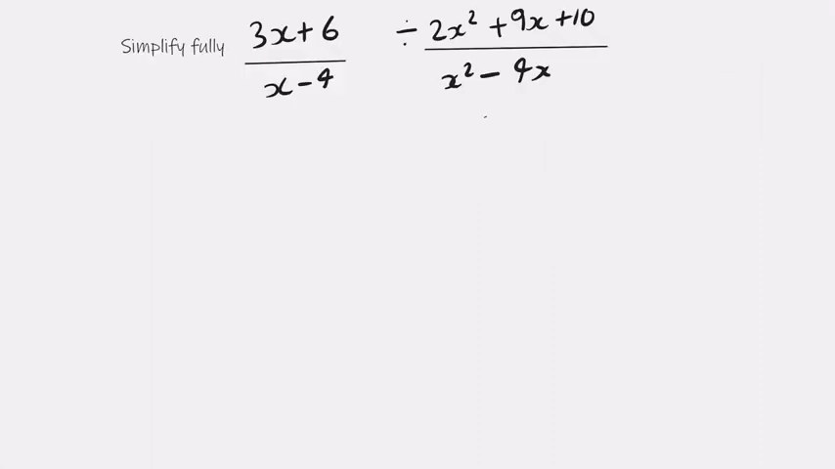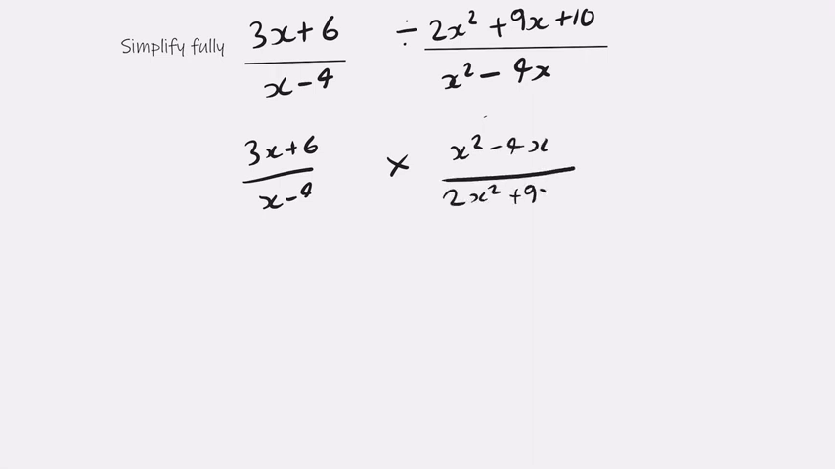Simplify fully 3x plus 6 divided by 4 divided by x minus 4, divided by 2x squared plus 9x plus 10 all over x squared minus 4x. How do you simplify that? Well, first we want to flip the fraction on the right. So instead of dividing by that, we times it by the inverse, 1 over that. So that would be 3x plus 6 over x minus 4 times x squared minus 4x over 2x squared plus 9x plus 10.